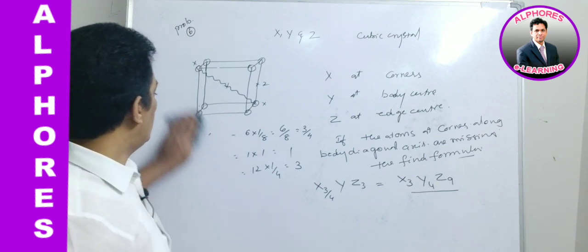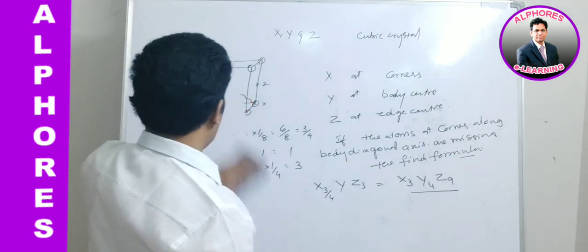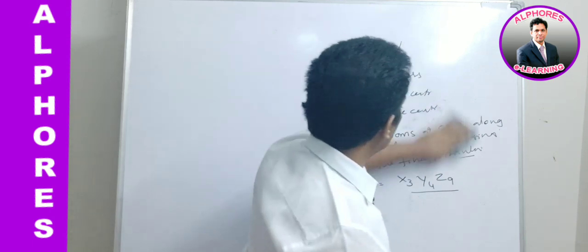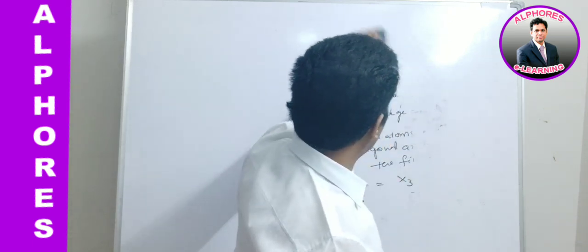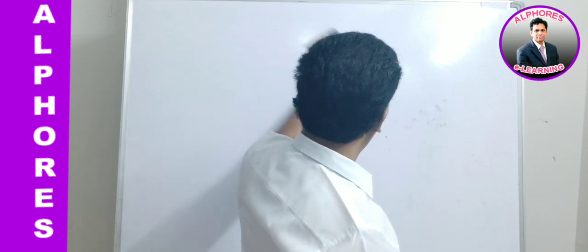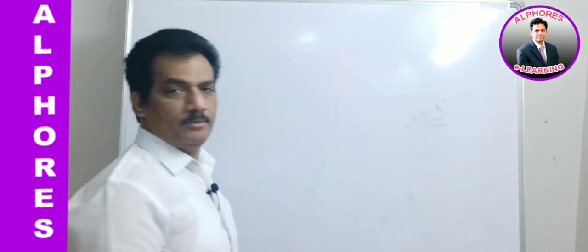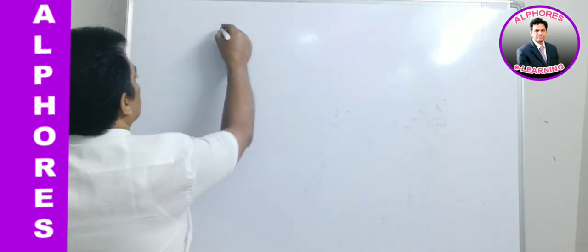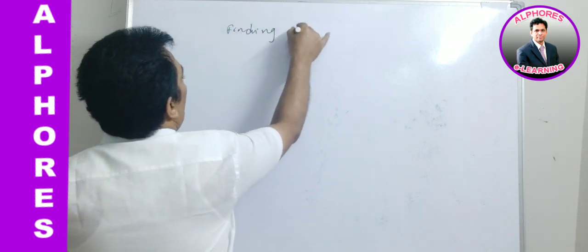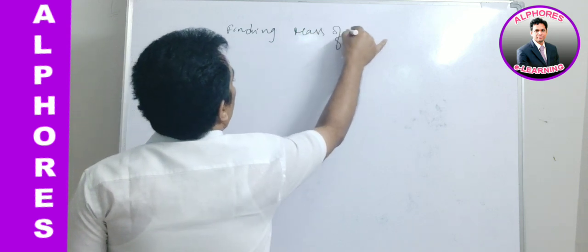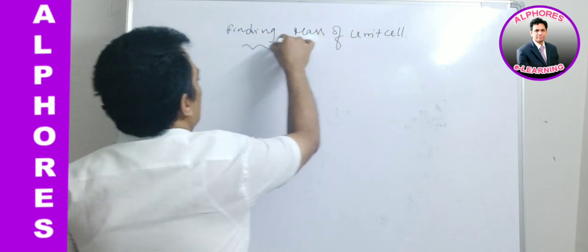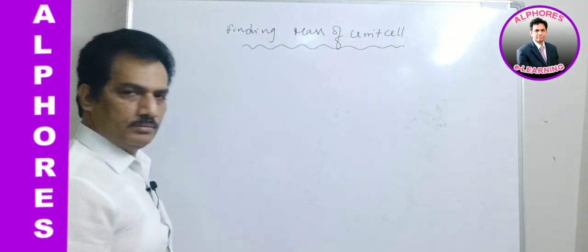Clear? And now let us move to the next topic of this session, that is how to measure the mass of the unit cell, and then how to measure the volume of the unit cell, and then how to measure the density of the unit cell. Clear? And now here it is, finding mass of unit cell.